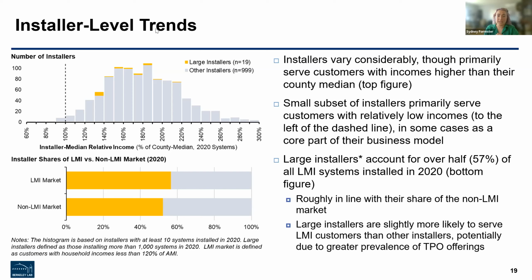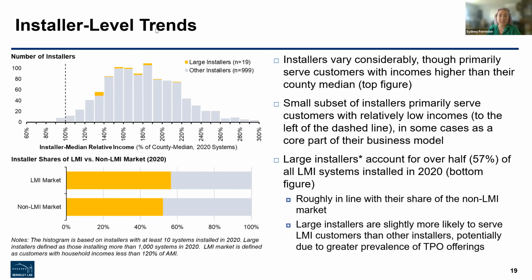There is a small group of installers, if you look at the top figure to the left of that dotted line, that primarily serve lower income customers. And because there are so few, we did investigate what was going on there. A lot of these serve low to moderate income customers as a core part of their business model. And if you look at the large installers, you see that there are only 19, compared to almost 1,000 other installers, but they do make up a huge percentage of the market.